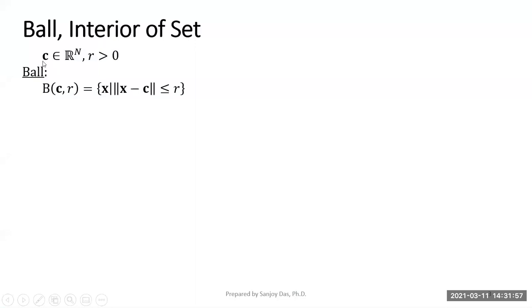So we'll define a ball first. A ball with center C and radius R is the set of X such that the norm of X minus C, that is the distance of X from C, is less than or equal to R. The set of all such points X is the ball. Here is an illustration of a ball. C is the center and R is the radius.